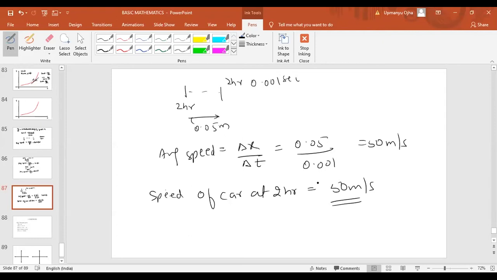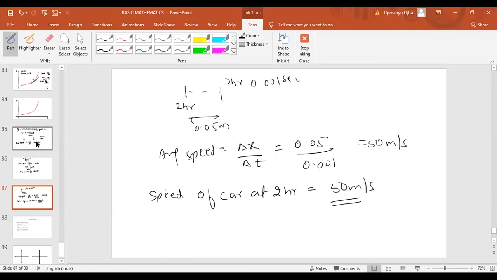Okay, so I can clearly say that the speed of the car was 50 meters per second at 2 hours. Why can I say that? Because from 2 hours to 2 hours 0.001 second, the distance covered was 0.05, which means that at that instant, at 2 hours, the speed was 50 meters per second.